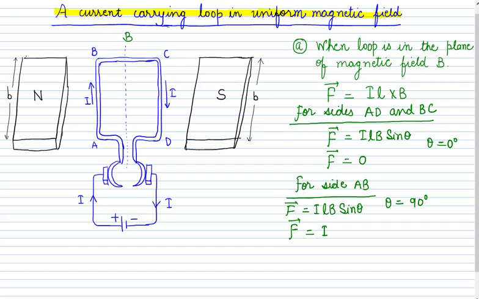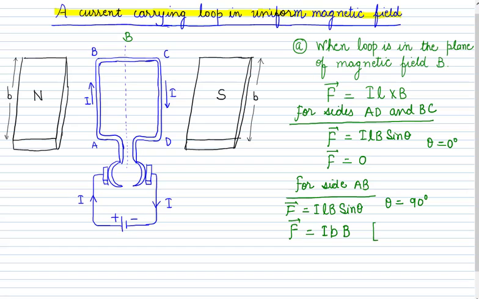Here you can see that this length is equal to b, where we have shown this b for the magnets. So this side is b and this side is b. B is the capital B, which will represent the magnetic field, and sin 90 degrees is 1. So the force on side AB is F = I b B, where small b is the length of the arm AB and capital B is the magnetic field.